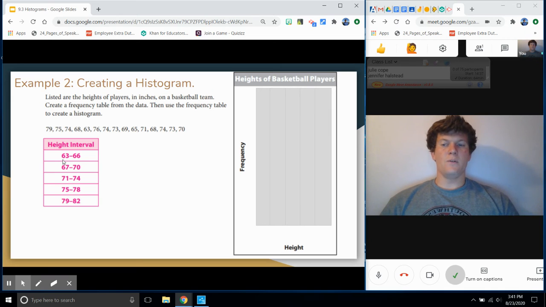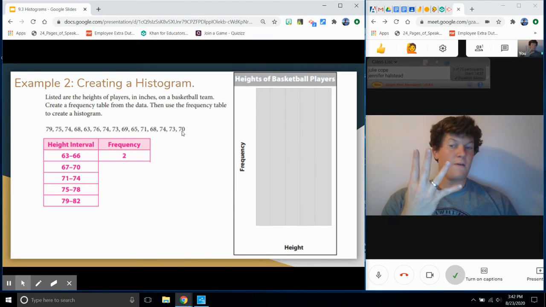So we're talking any numbers from 63 to 66. So I'm looking through my list. There's a 63. There's a 65. And that's it. So I got 2. Looking at the next one, I'm 67 to 70. So looking through 67 to 70. There's a 68. There's a 69. There's another 68. Oh, and there's a 70. So we have 4 of them this time.